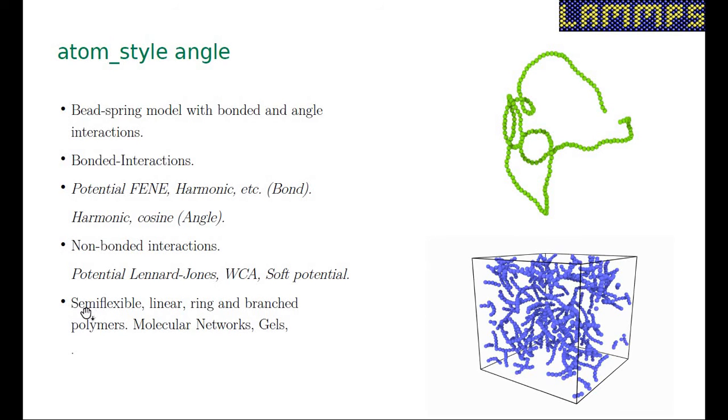And then, as I said, you can have linear, ring, or branched semi-flexible polymers. Here we have a linear semi-flexible polymer where we can see the rigidity of the molecule, so the physical properties are different from the atom style bond, and we can construct a dilute solution of stiff polymers, for example.